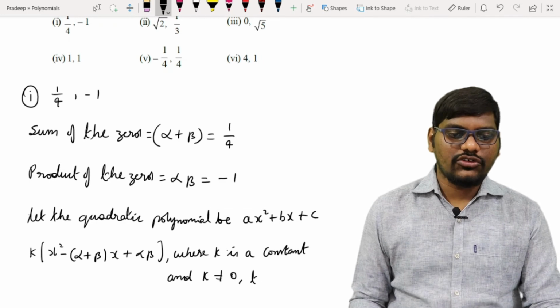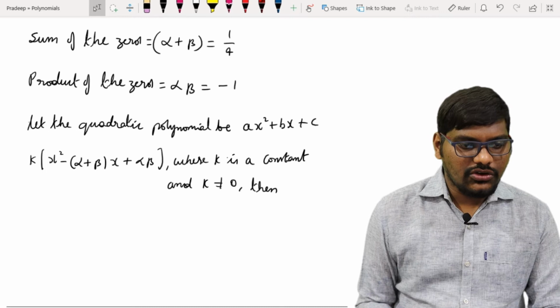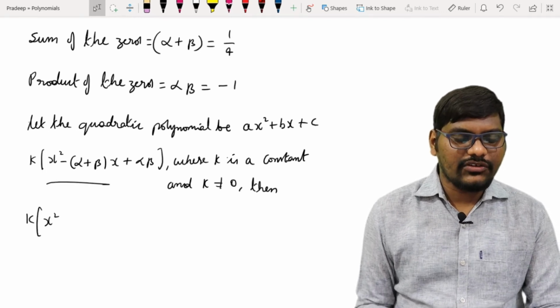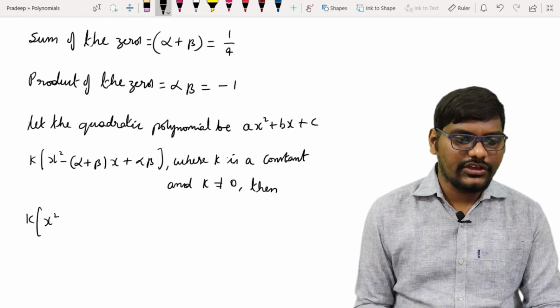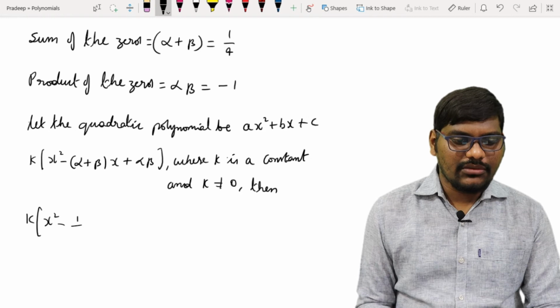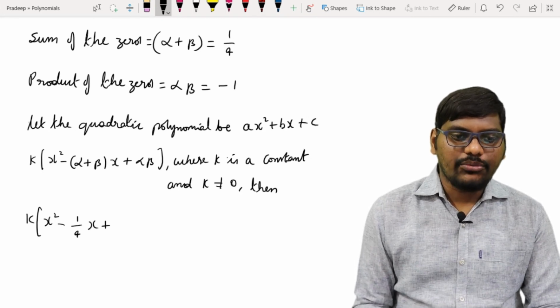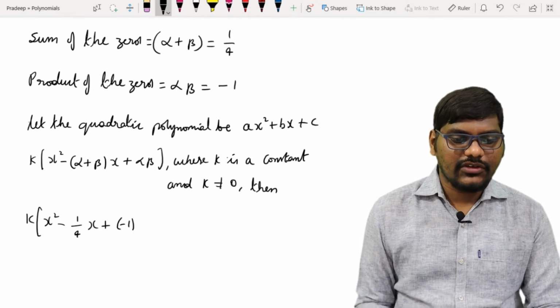So then what we have to do here, we'll just further solve this. So k into, x square we'll write as it is, and the sum of the zeros, that is alpha plus beta, is 1 by 4, right? So we can simply write minus 1 by 4. Of course x is as it is, x we'll write, and the product alpha beta is minus 1, so I can write minus 1.